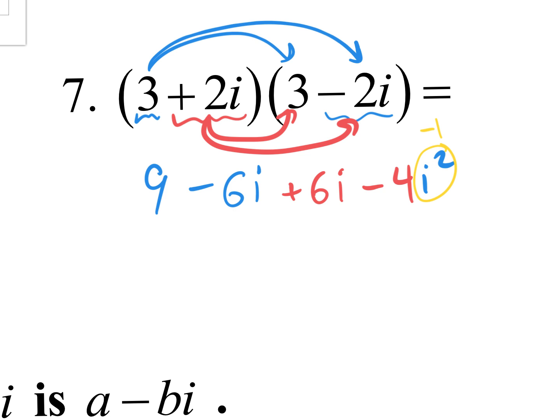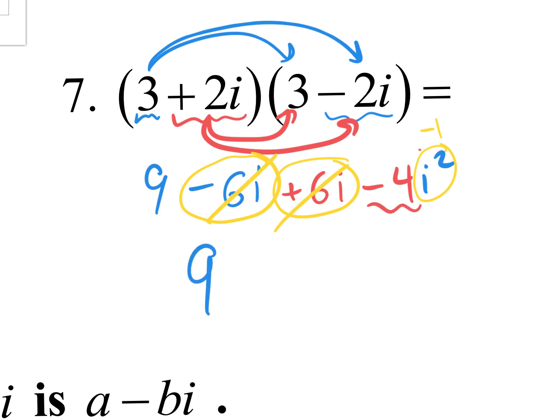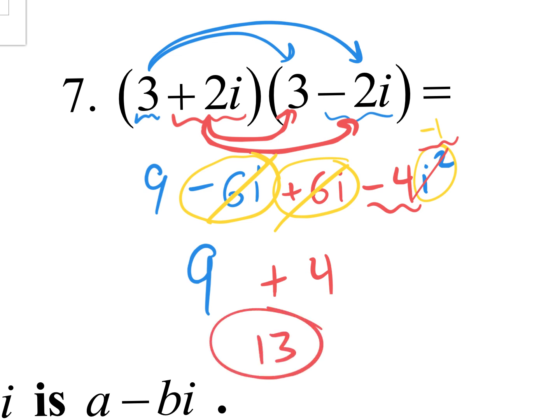But before we actually switch that, look at the middle terms. That's a -6i and a positive 6i. When you combine them, they eliminate. So what we really have is a 9, and we have a -4 times -1, because that i squared is really a -1. -4 times -1 is positive 4. So 9 plus 4 is 13. And that worked out beautifully. Not because of coincidence, but because of us multiplying a binomial by its conjugate.